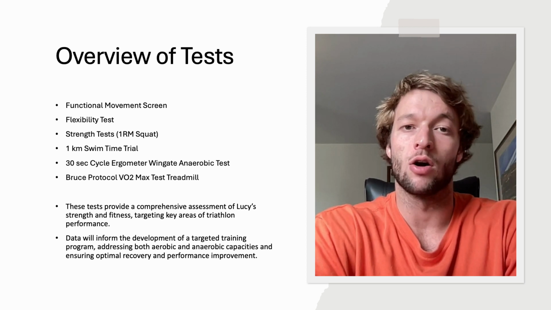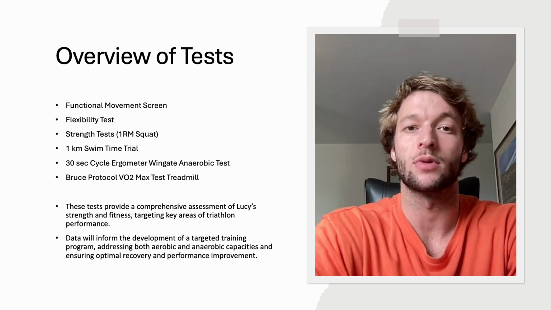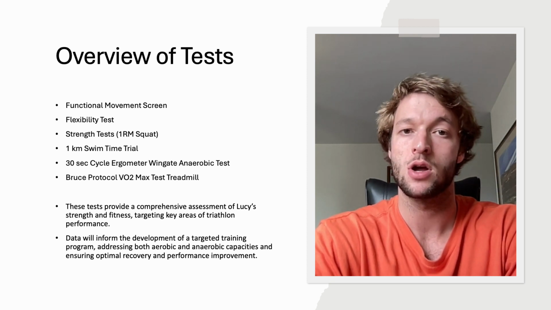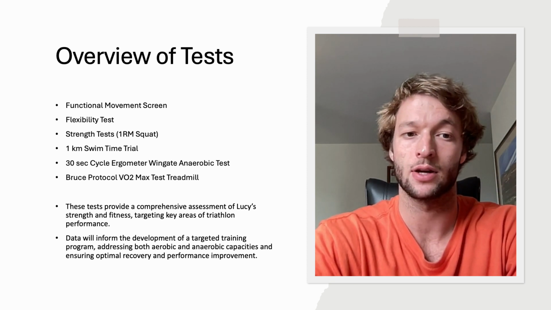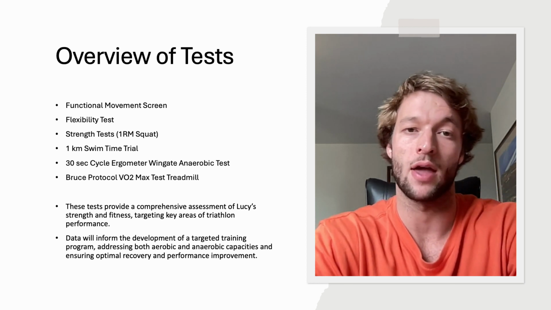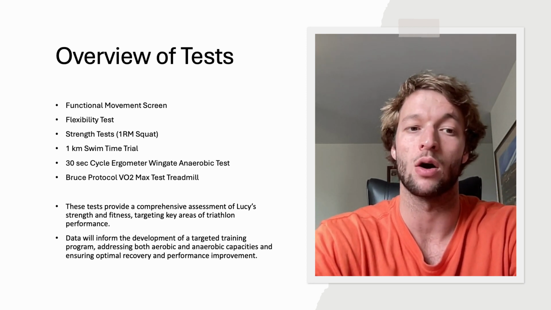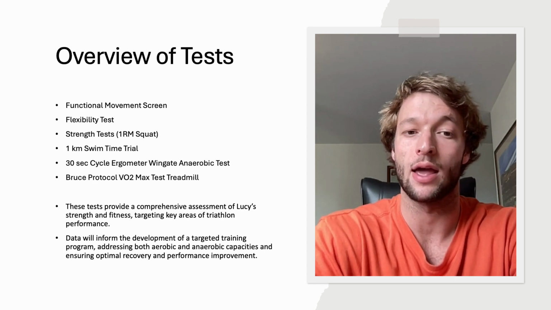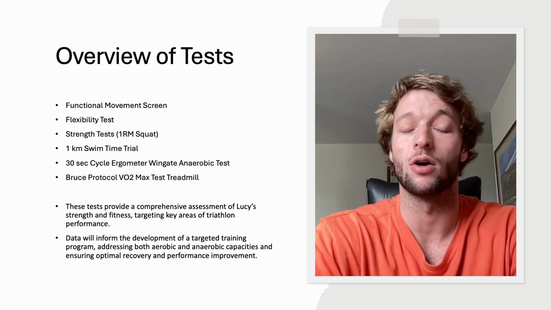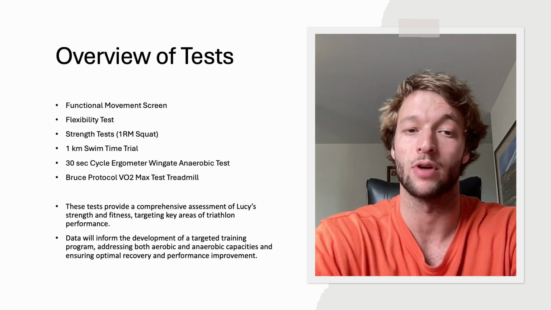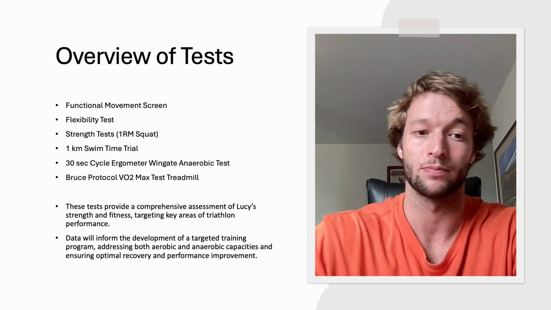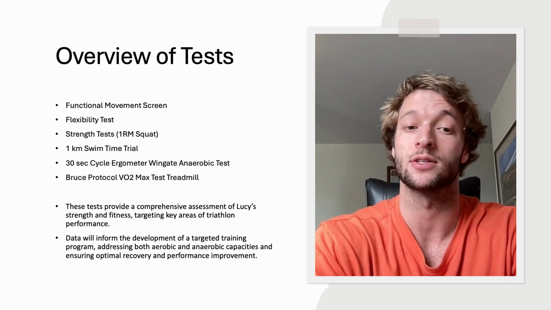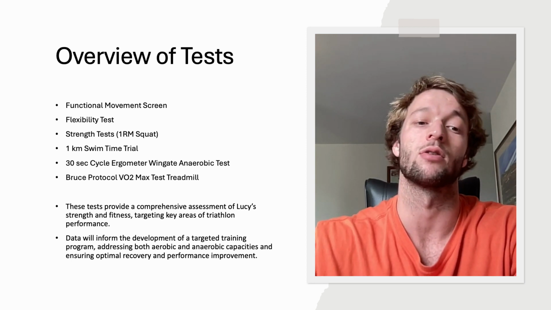Looking at the overview of the tests that we'll be conducting for Lucy, we're going to start with the functional movement screening. Then we'll do a flexibility test and a strength test. On session 2, we're going to be going through our 1 kilometre swim time trial and also our Wingate anaerobic test. On day 3, we're going to be doing the Bruce protocol, testing VO2 max on the treadmill. These tests provide a comprehensive assessment of Lucy's strength and fitness, targeting key areas of triathlon performance.